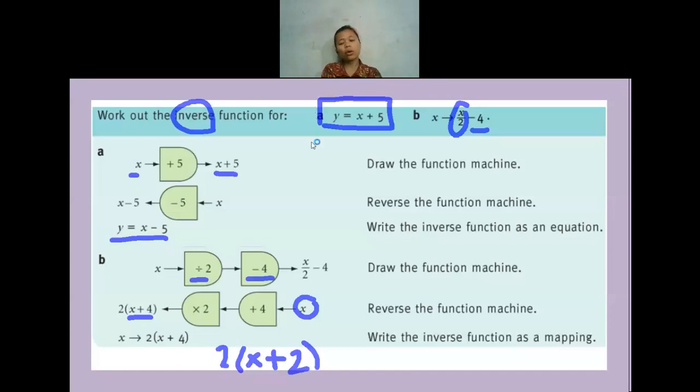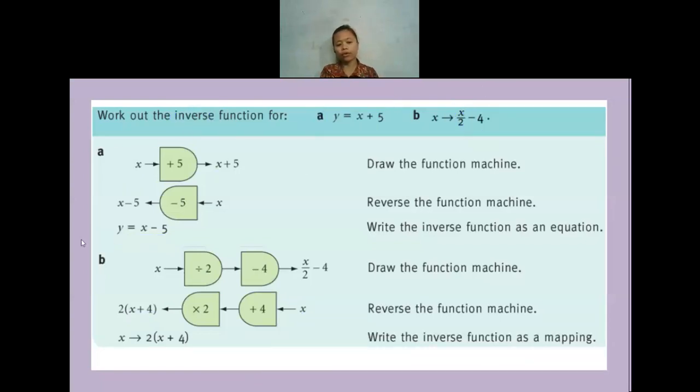Okay, so I will continue to question 13. I said question 13 is not compulsory for you, because maybe I haven't really explained how we use the inverse function to make an equation.